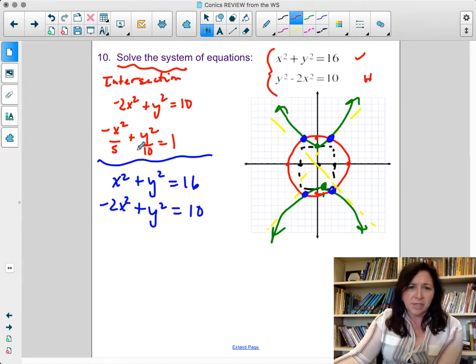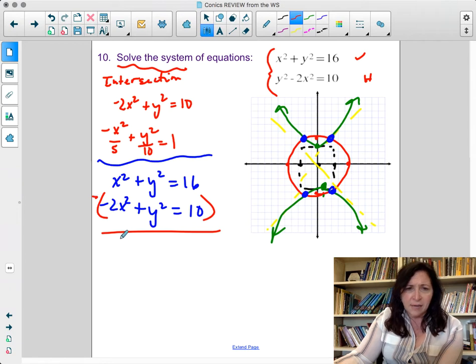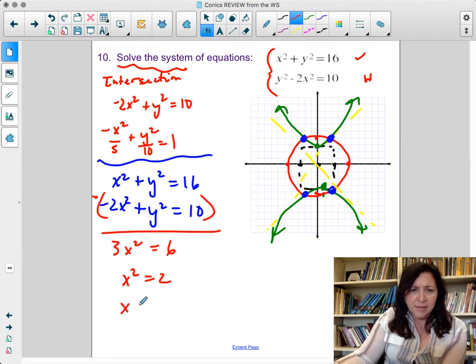What I'm going to do is just subtract the top term minus the bottom terms. So x minus -2 makes 3. y minus y, that's gone. 16 minus 10 is 6. I'm going to divide by 3. I get x squared equals 2. I'm going to square root both sides. I get x equals plus or minus the square root of 2.